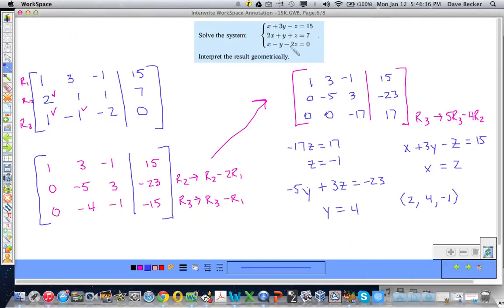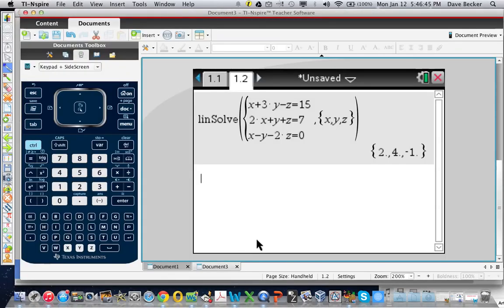So we left off right here. We had brilliantly solved this system, and we got 2, 4, -1. I did want to show you on your Inspire CX that you can solve it if you're on an exam that allows a calculator.